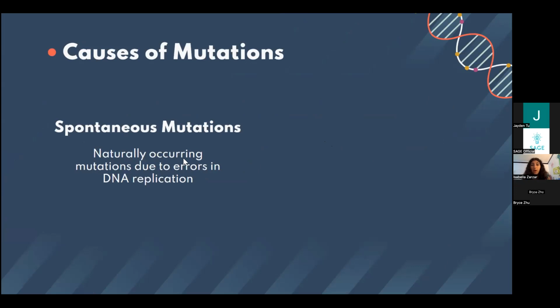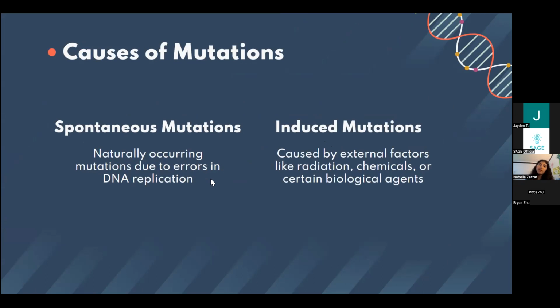So first, let's go over some of the causes of mutations. First, there are spontaneous mutations, which are basically naturally occurring mutations due to errors in DNA replication. These just happen when your DNA is replicating and there's an error in replication, so you naturally get a mutation. That's not really something you can prevent necessarily. Meanwhile, there are induced mutations, which are basically caused by external factors. That can be radiation, chemicals, or certain biological agents. I'll show you an example of that.